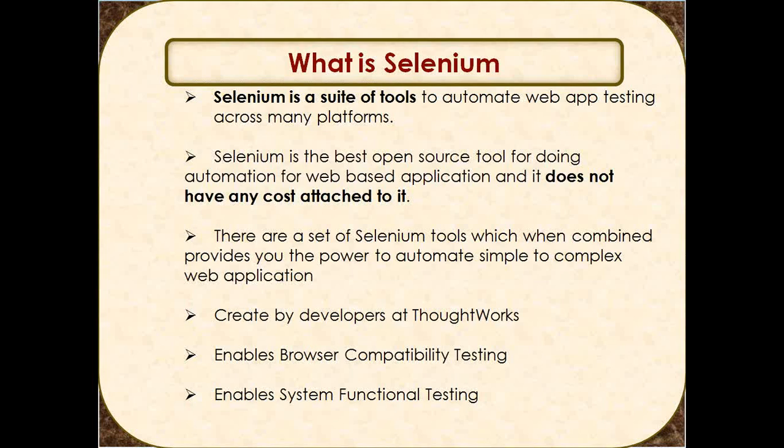Selenium is not a single tool, it's a suite of tools, a group of tools. I'm going to explain what the different tools available in Selenium are. Why is Selenium the best open source tool? Because it doesn't have any cost attached to it, and it is freeware. You can download it any number of times and install it on any number of machines. By using Selenium, I can automate simple web applications to complex web applications. A simple web application is, say, a personal website with around 4 to 5 static pages. A complex web application is something like banking or insurance applications.